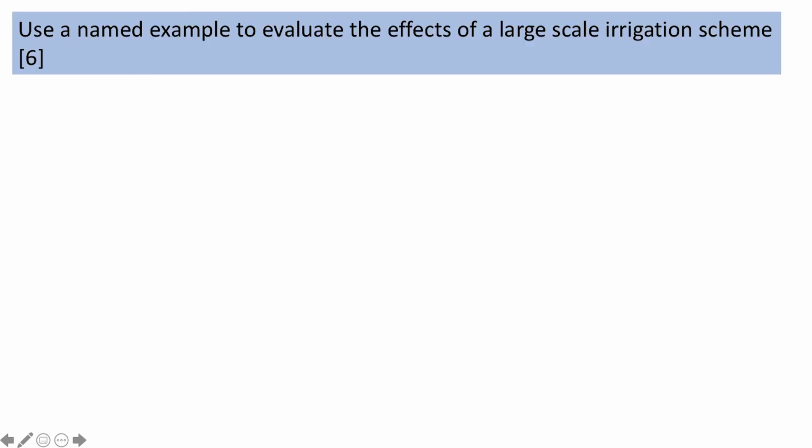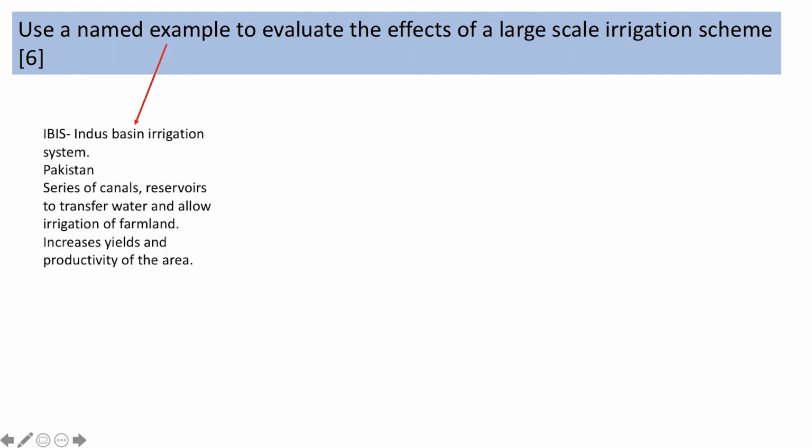Here's our 6th marker, and it says, use a named example to evaluate the effects of a large-scale irrigation system. So if we saw that question, we'd instantly say to ourselves, this is about the IBIS, the Indus Basin Irrigation System. This is in Pakistan. It also affects India. You've been asked to give a named example. You've been asked to evaluate the effects.